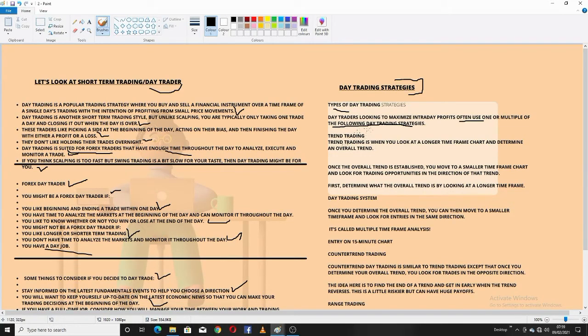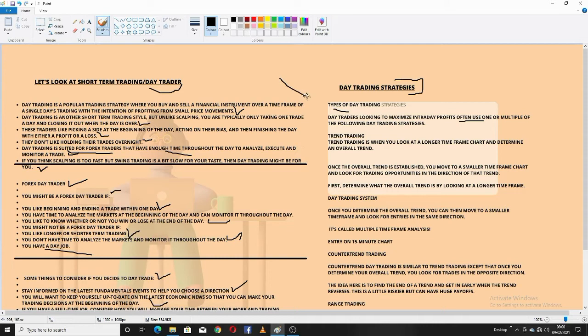The first strategy that they can use is trend trading. Trend trading is when you look at the longer time frame chart and determine an overall trend. So if you want to trade with the trend, you have to look at the daily or 4-hour to see the direction of the market. Is it going down or is it going up? Firstly, and then once the overall trend is established, you move to a smaller time frame chart to look for trading opportunities.